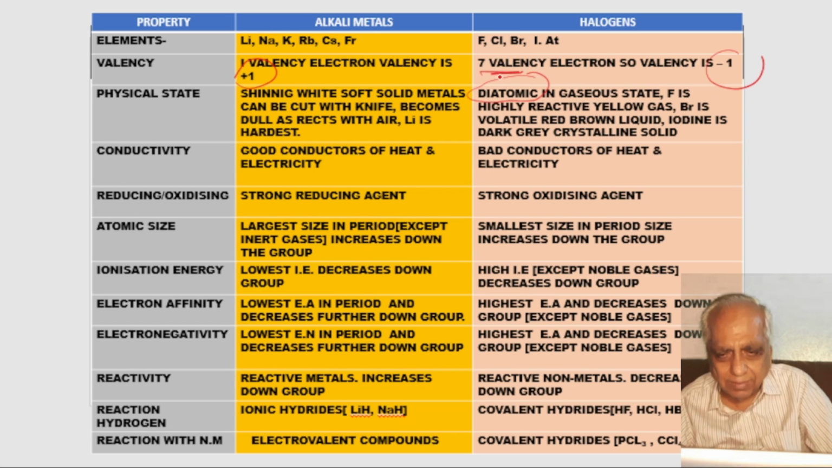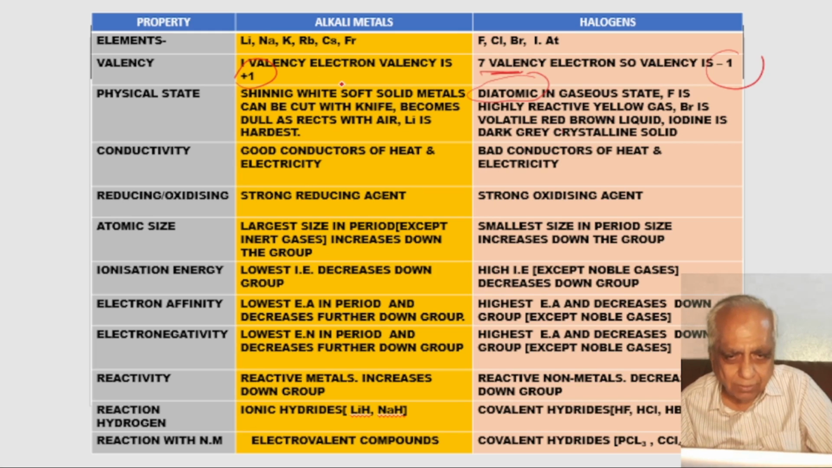It exists in the form of two atoms together and becomes a molecule. Now you see here properties gradually changing. Fluorine is a highly reactive yellow gas. So fluorine is a gas, chlorine is also a gas, but bromine is a volatile red-brown liquid. So bromine is a liquid and iodine is a dark grey crystalline solid. So gradually gas gets changed to solid.